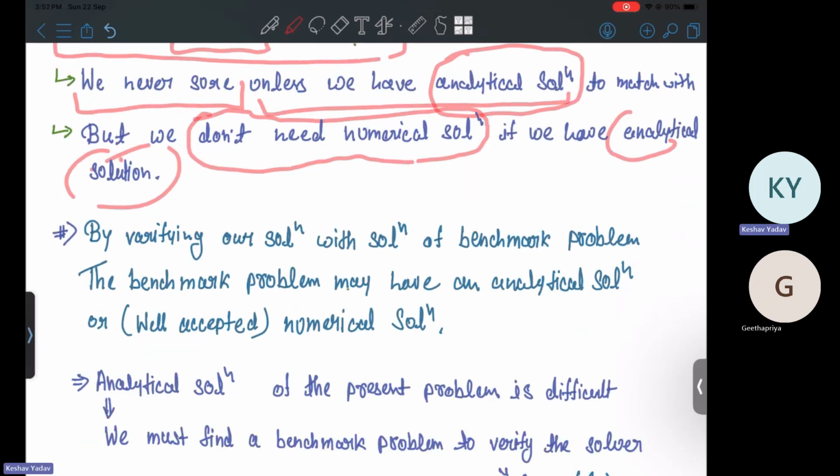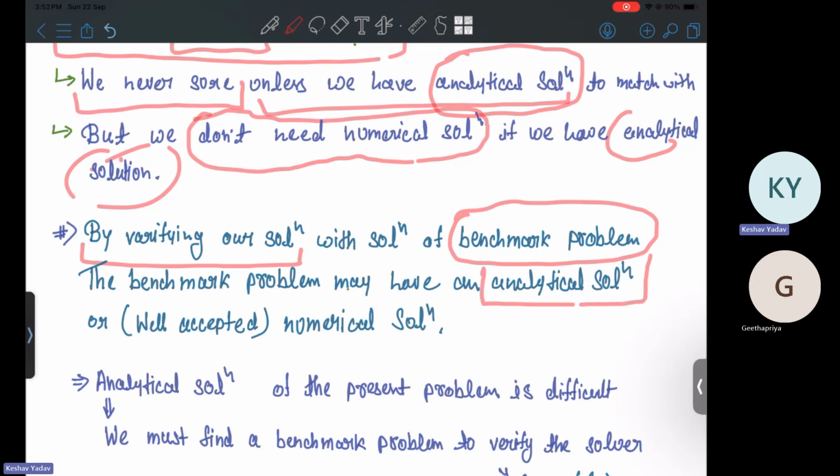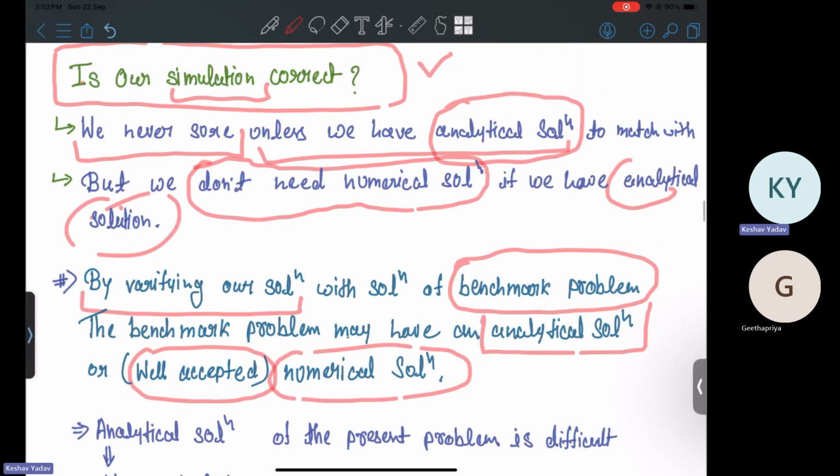So how to verify our solution? We can verify the solution with some benchmark problem. What is a benchmark problem? A benchmark problem can be an analytical solution, or it can be a well accepted numerical solution from the literature.